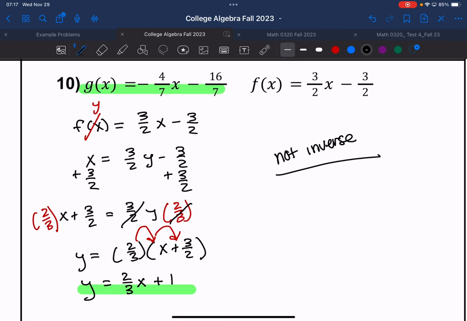How'd you get 1? From this one right here, 2/3 times 3 halves. Oh, it's straight cross multiply, right? Yeah, so you'd get 6 over 6, which is 1. And that's that same concept up here. That's why multiplying by the reciprocal works, because we end up with 1y, which we can just write as y. Okay.